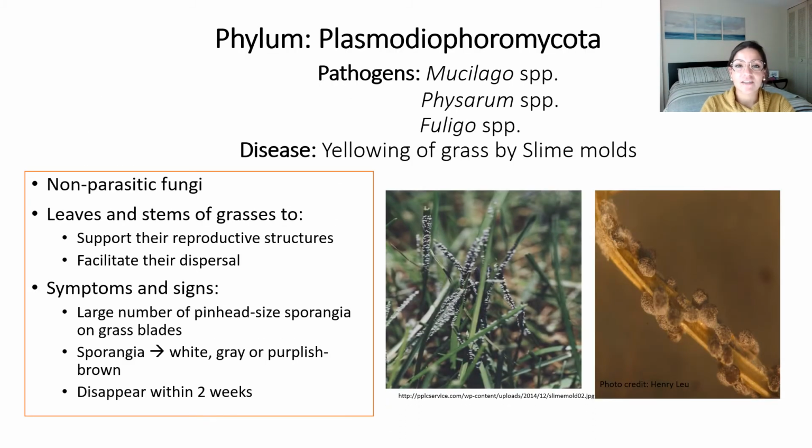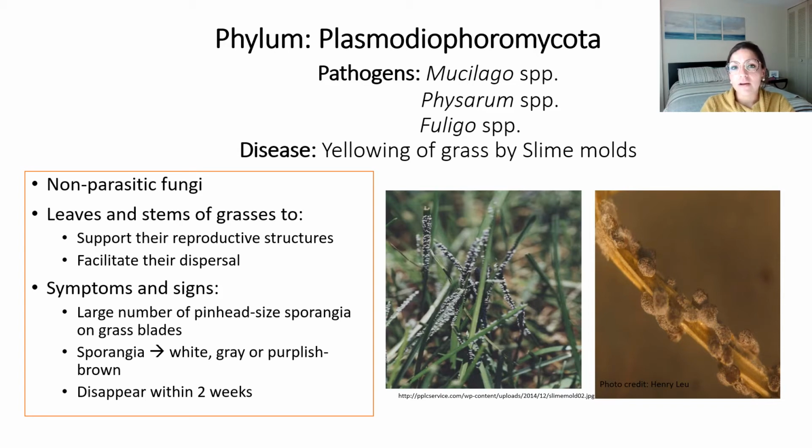So let's get started with the phylum Plasmodiophoromycota and the disease, the yellowing of grasses, which is caused by slime molds. The pathogens that cause this disease are Mucilago, Fusarium, and Fuligo. It is important to note that these fungi are non-parasitic, so they do not penetrate the plant tissue, and they just support their reproductive structures on the leaves and stems of grasses. This also helps them to facilitate dispersal.